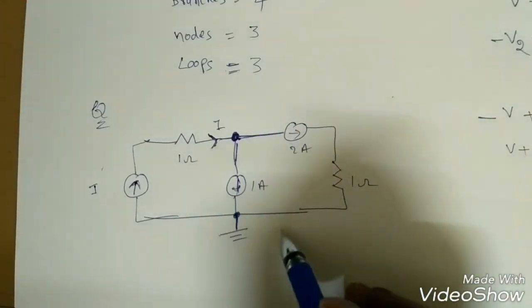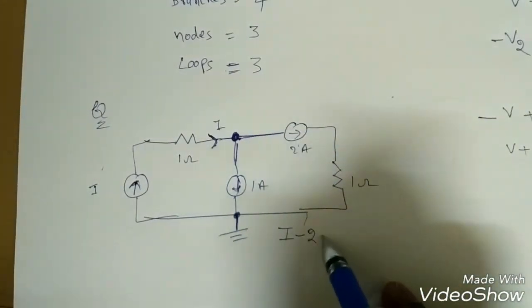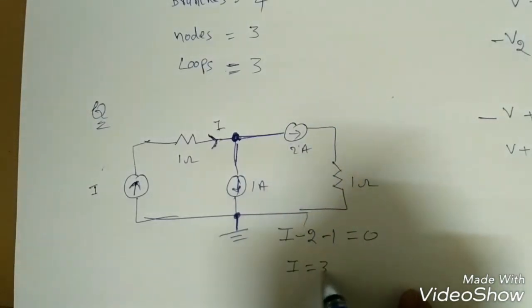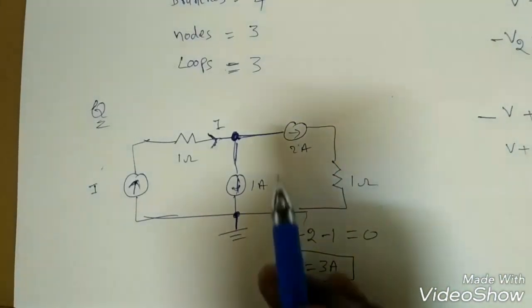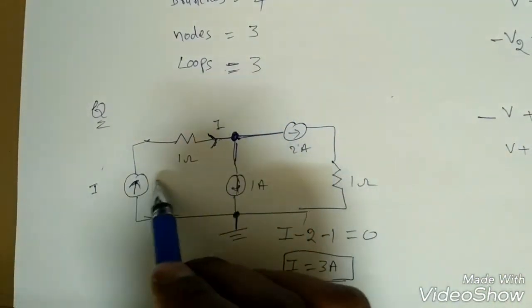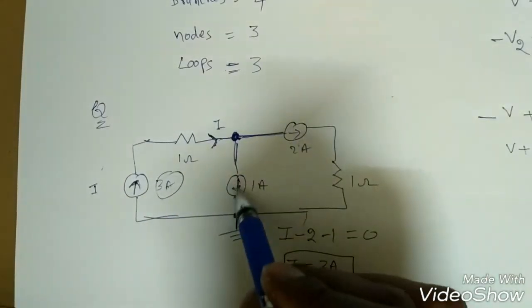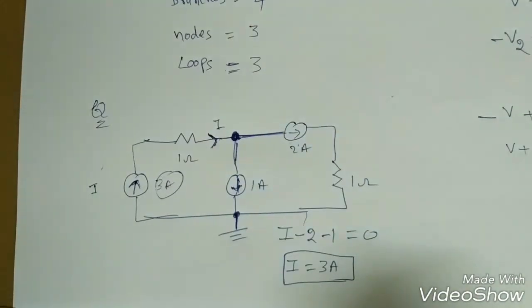Now, algebraic sum: entering is positive but leaving is negative, so -2 -1 equals 0 ampere. So what is capital I? It should be 3 amperes, right? So now is it satisfied? Yes, because if I is equal to 3 amperes, then only it will divide like 2 amperes and 1 ampere here. So this is applying KCL here, right?